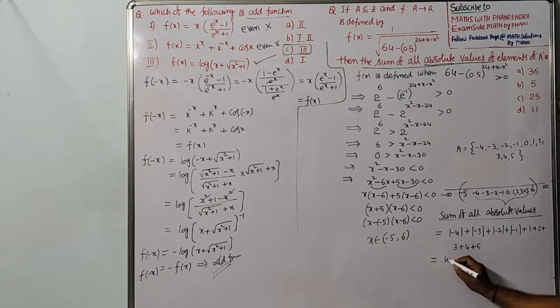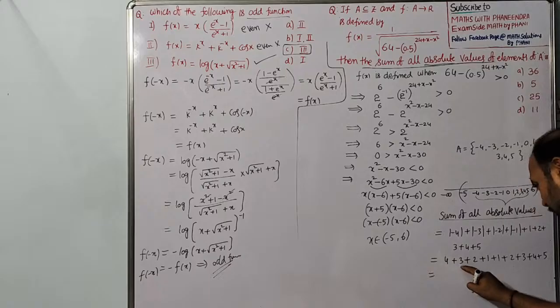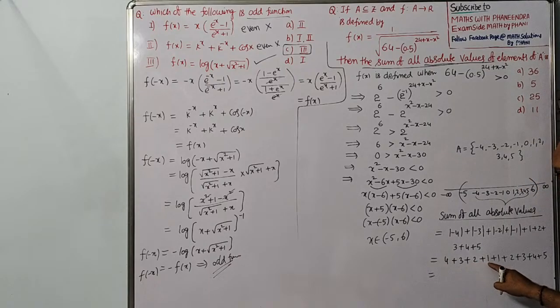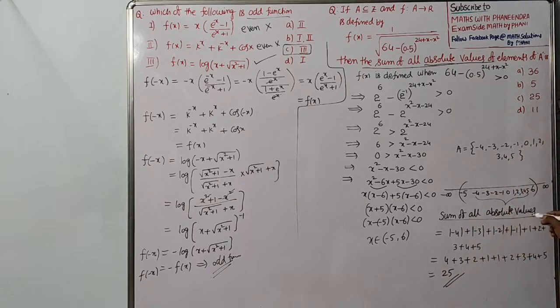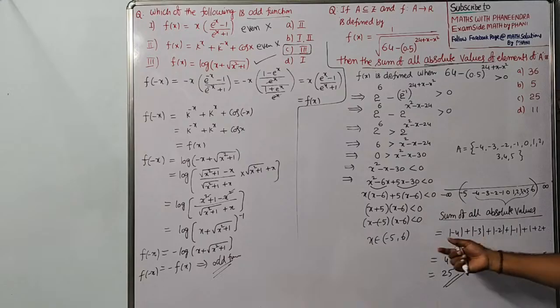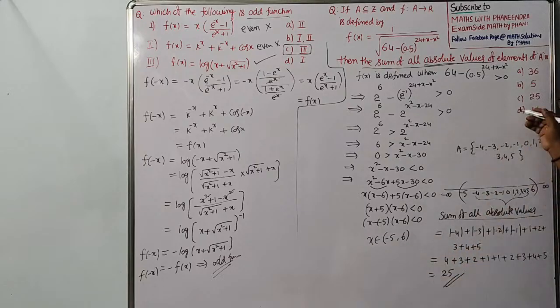So mod minus 4 is 4, no? 4 plus 3 plus 2 plus 1 plus 1 plus 2 plus 3 plus 4 plus 5. Now 7 plus 3, 10. Till here 10, again till here 10, 10 plus 10, 25. So the sum of all absolute values in between these values is 25. It is there in the third option, dear students. I hope you understand. We'll move to next questions.